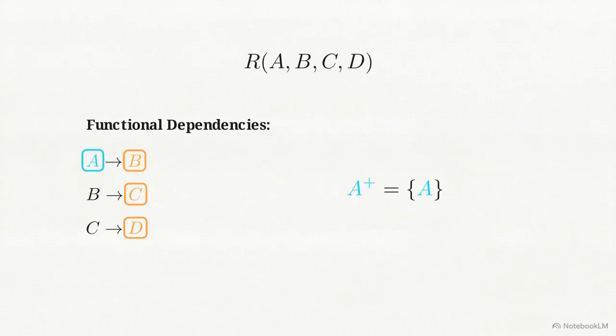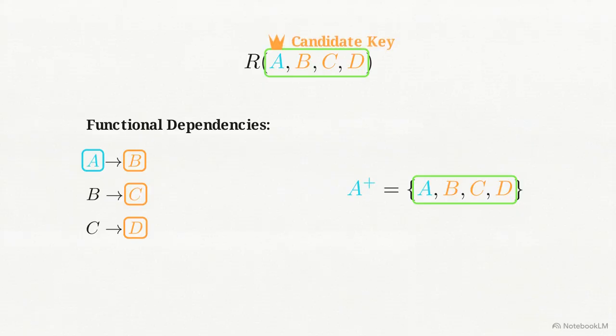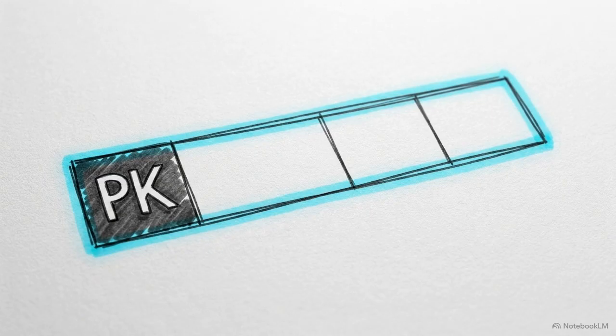Now we compute the closure of A. Based on our rules, A determines B, B determines C, and C determines D. Because the starting attribute A allows us to derive every other attribute in the table, A is our candidate key. This algorithm provides a mathematical guarantee that the chosen key can uniquely identify every row in the relation.